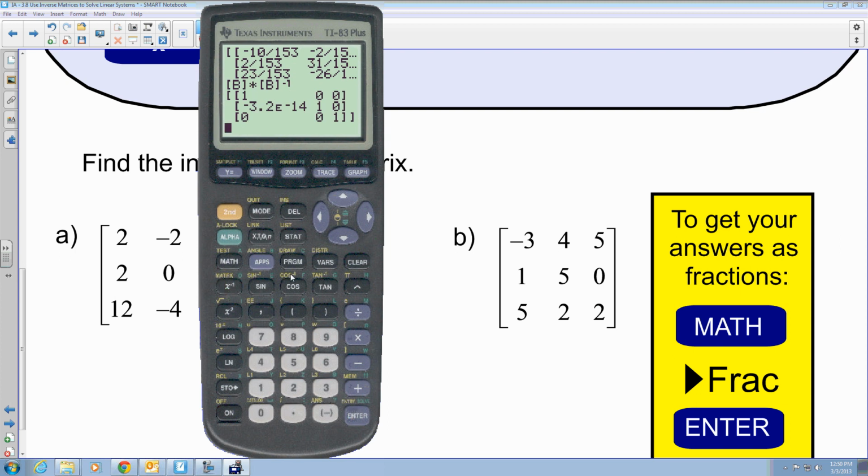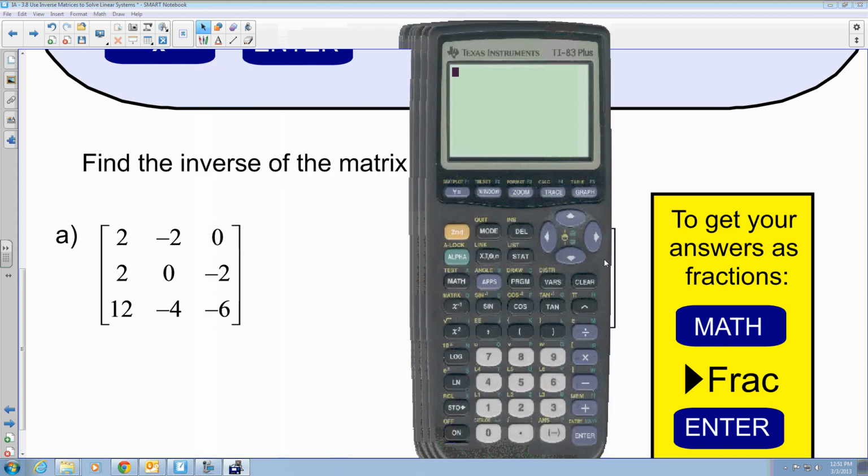And as we look at it, it seems like it's not the identity matrix. And since it's not the identity matrix, we can conclude that this is not the inverse. So what that probably means is that the determinant equals 0. So we have to make sure that we keep that in mind when we do that.